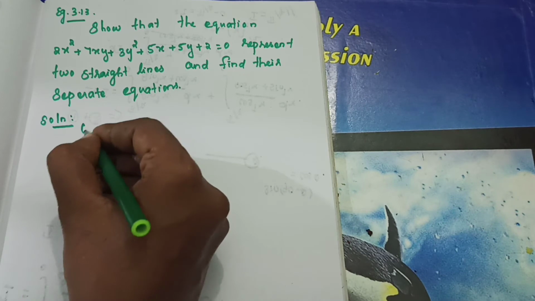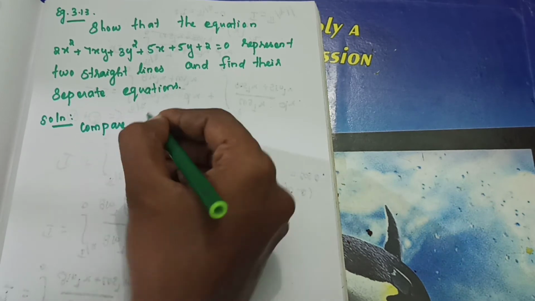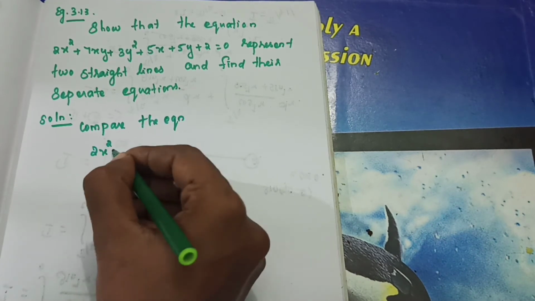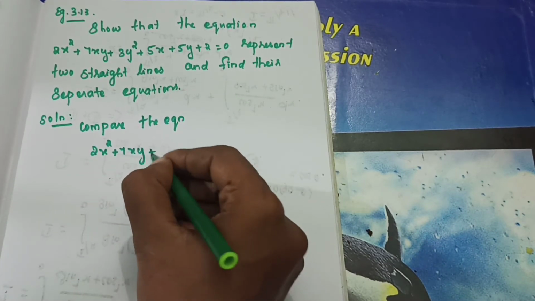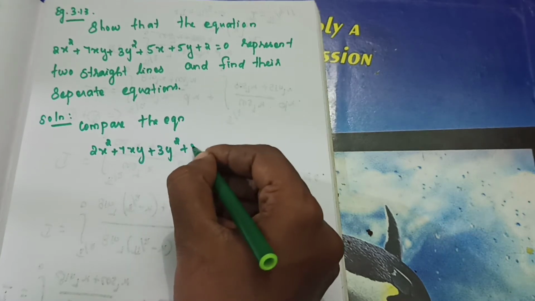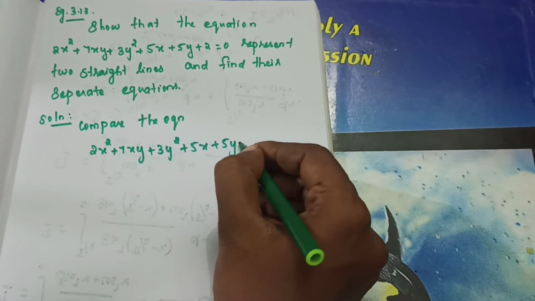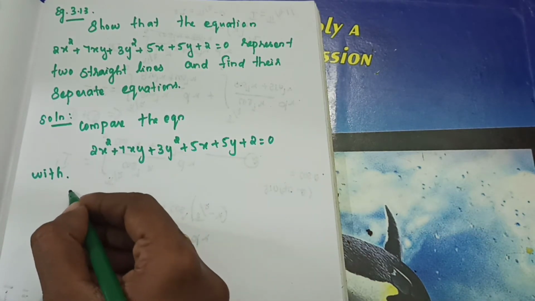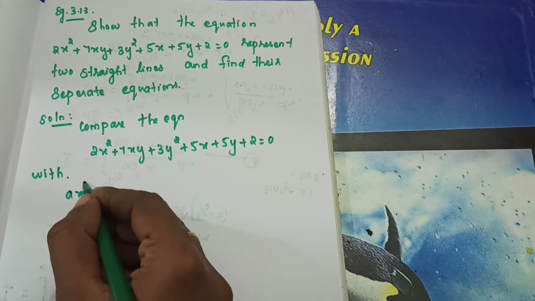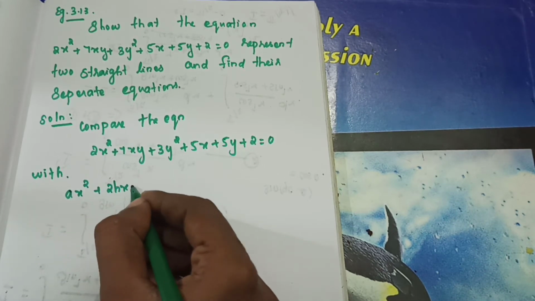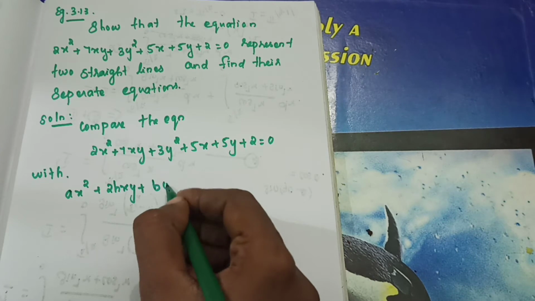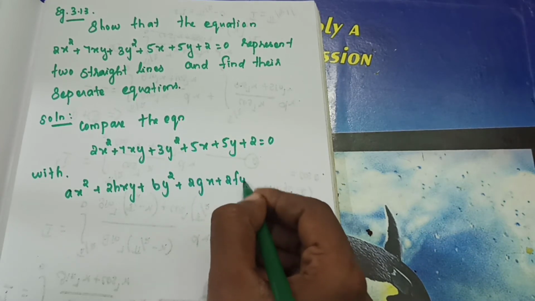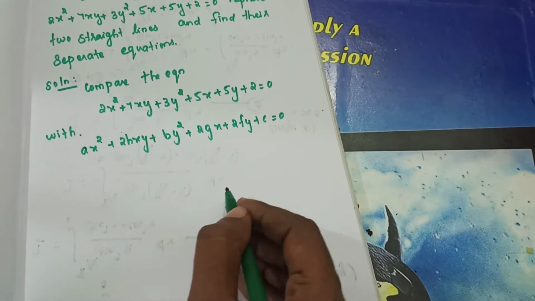Solution. Now you compare the equation. 2x square plus 7xy plus 3y square plus 5x plus 5y plus 2 is equal to 0. You need to compare with ax square plus 2hxy plus by square plus 2gx plus 2fy plus c equal to 0. Find out all the values.